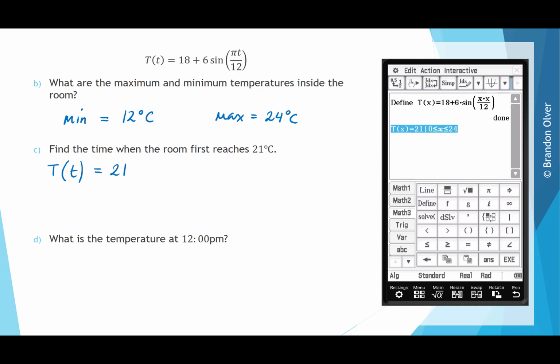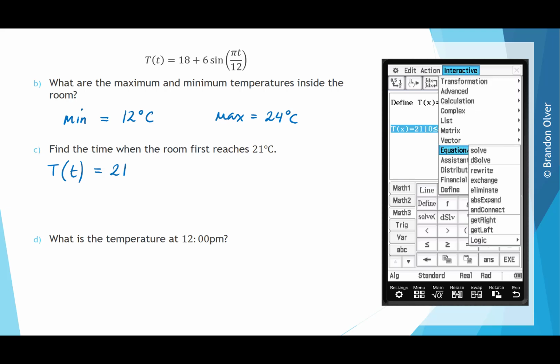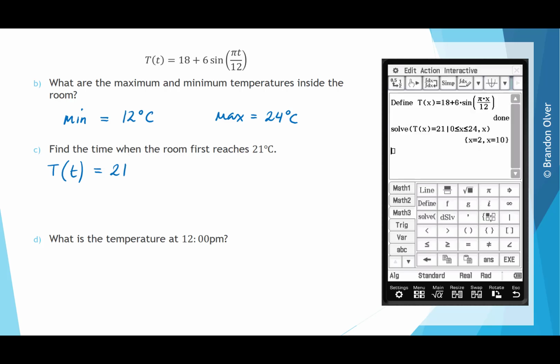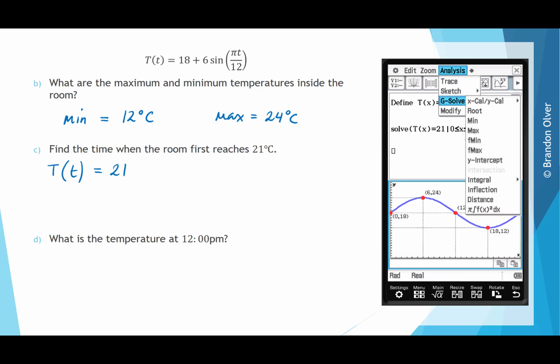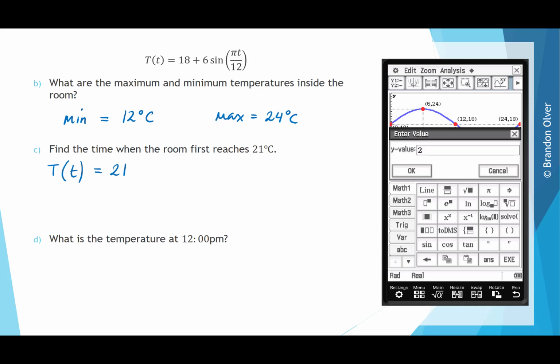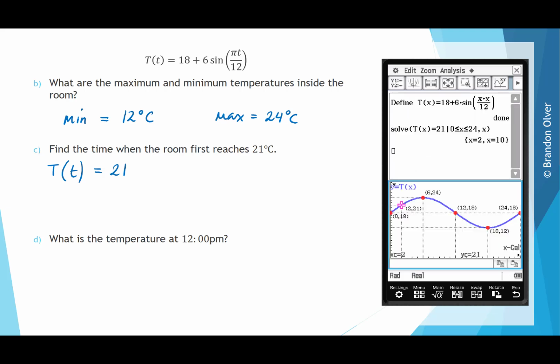Highlighting that and going interactive, equation inequality, solve for x will give us x equals 2 and x equals 10. We just want when it's first at that temperature, so it's going to be the x equals 2 that we're interested in. Going back to our graph, we can go analysis, G-Solve, and we can do an x calculate based on a y value of 21, and hitting OK gives x equals 2.